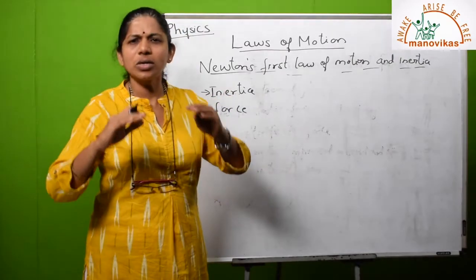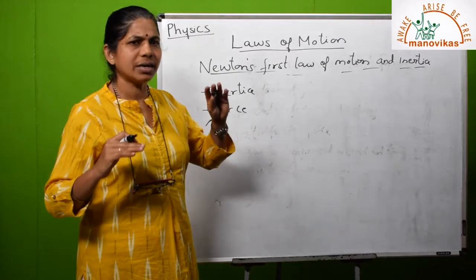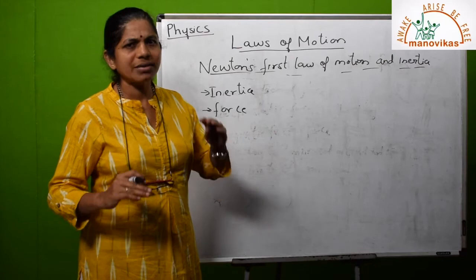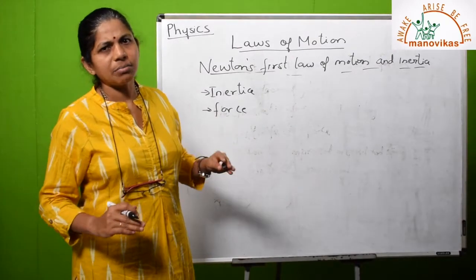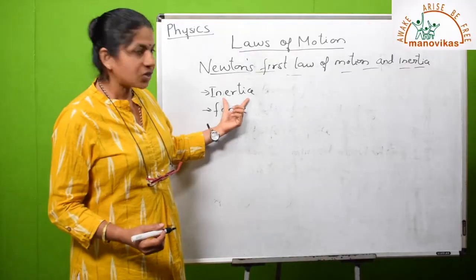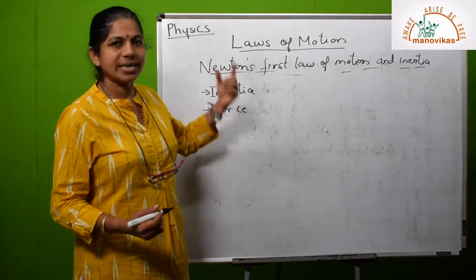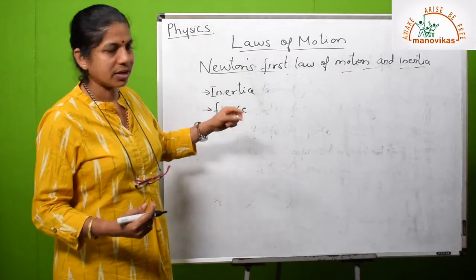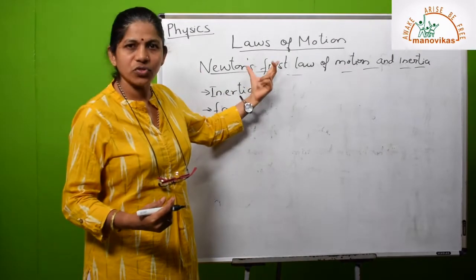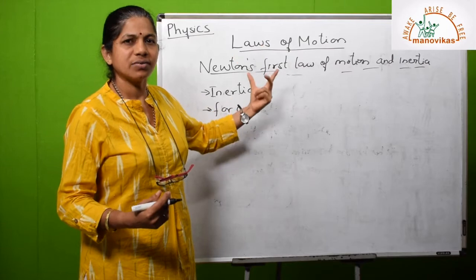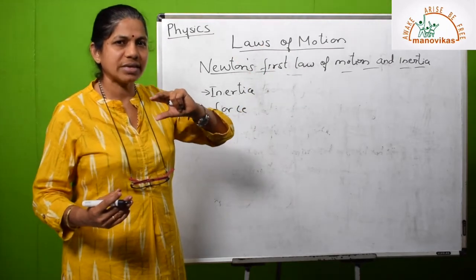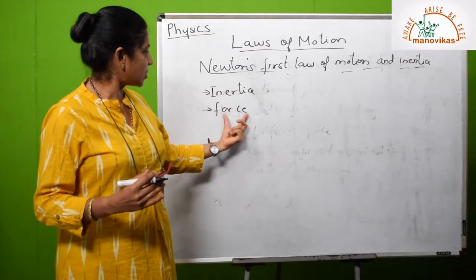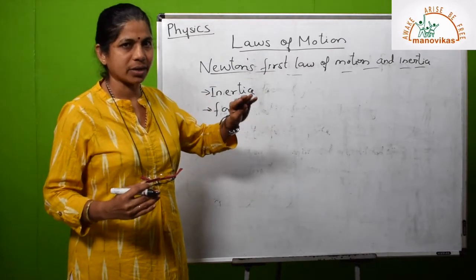A book lying on the table will continuously remain there until and unless you displace it, it will remain at rest. Inertia is nothing but the tendency of an object to remain in its state of rest. Whereas the second part of Newton's first law of motion, which states that an object which is in motion continues to remain in motion, that is in fact due to the force that is applied, right?